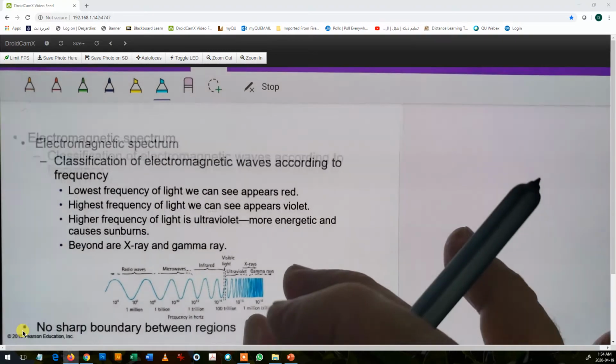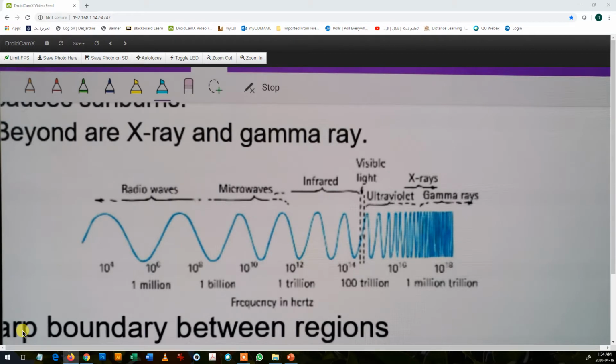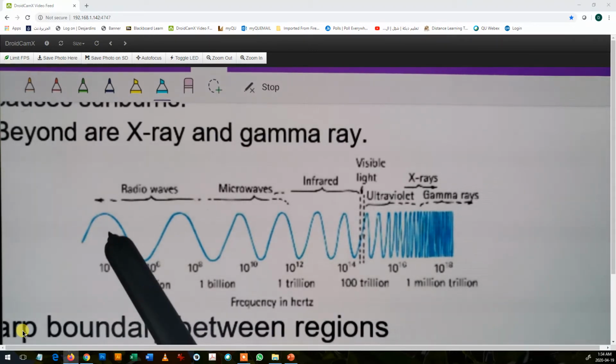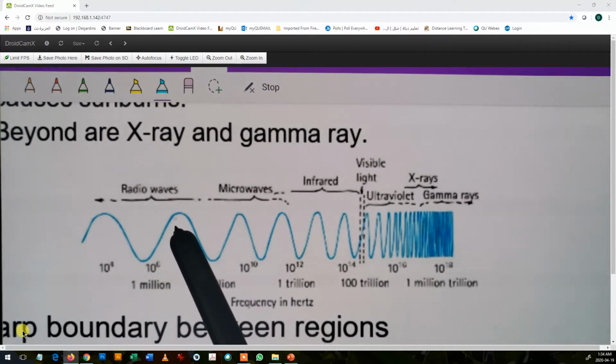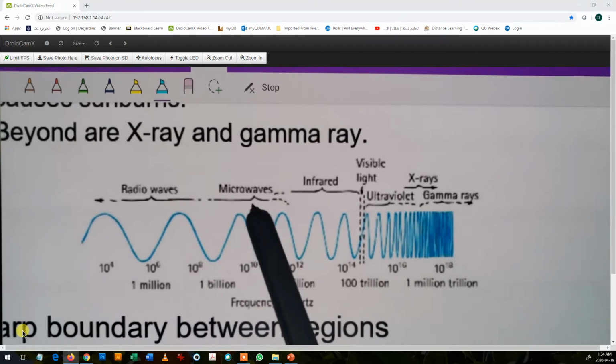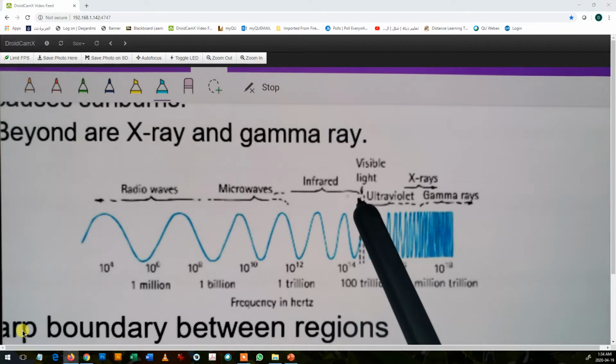Let me try to enlarge this graph. We start with a very long wavelength and a relatively small frequency. We start with the radio waves, then as the frequency increases, of course, the wavelength decreases. So we pass by the microwaves, and then we have the spectrum of infrared, the rays below red.